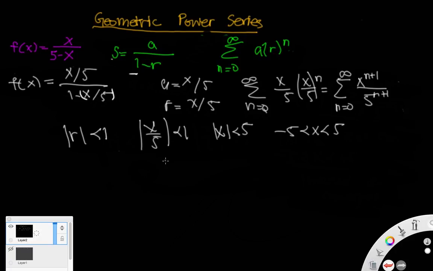diverge because if you think about it, if you have a 1 here, 1 to the n, then you're basically adding the same number over and over again. And so you're going to keep adding that number until you get to infinity. So it's always going to diverge if it's equal to 1. So no matter what, these are always going to be parentheses, not brackets. So you don't even have to check the endpoints. So there's your interval of convergence, and there's your geometric power series.